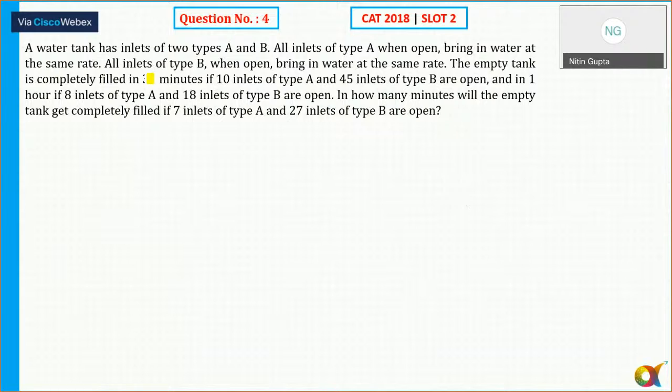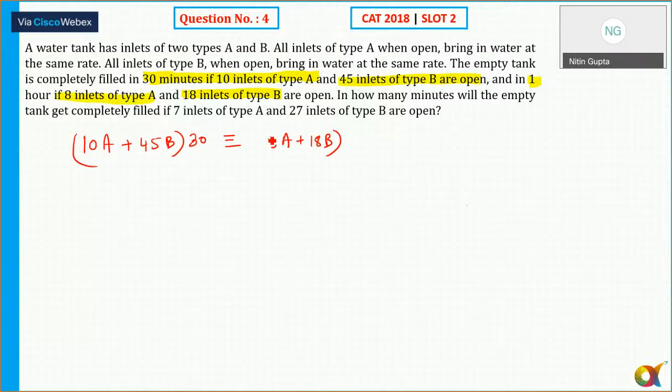Filled in 30 minutes if pipes of type A and 40 pipes of type B are open, which means that if they work together, the work will be completed in 30 minutes. Next point: in 1 hour, if 8 inlets of type A and 18 inlets of type B are open.